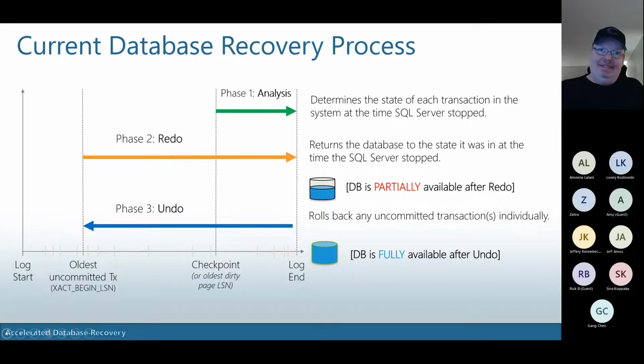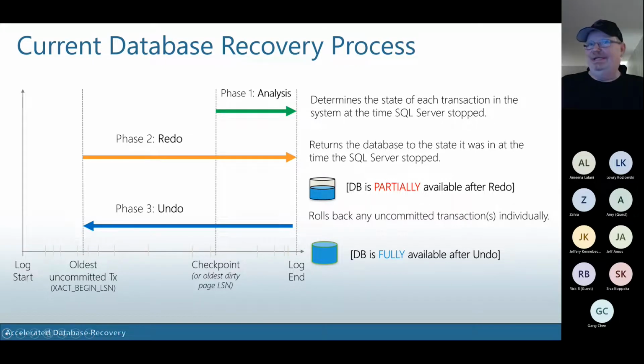So the first phase, and this won't change much, is the analysis phase. This phase determines the state of each transaction in the system at the time SQL Server stopped. So it's going to look at the data files and the log files and say, okay, what's the current state of each of my transactions? Based off that state, I need to determine whether the transaction has been committed, whether I need to roll it forward and write it to the data file, or whether I need to undo and roll it back.